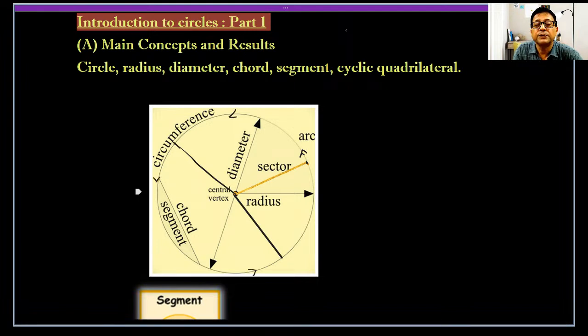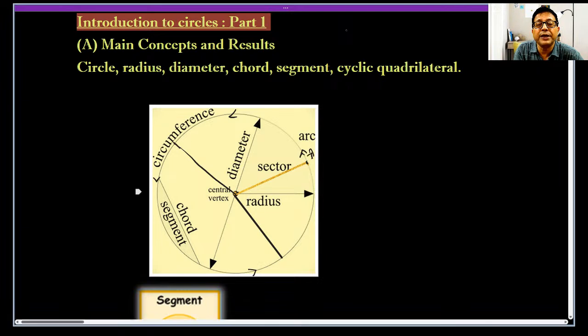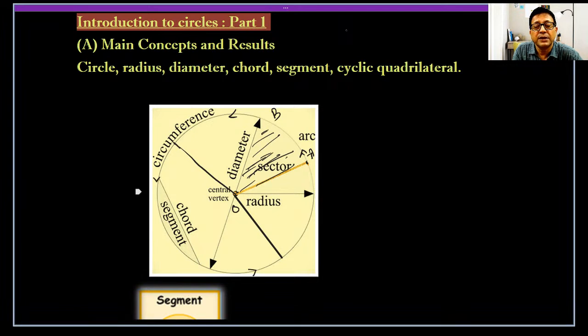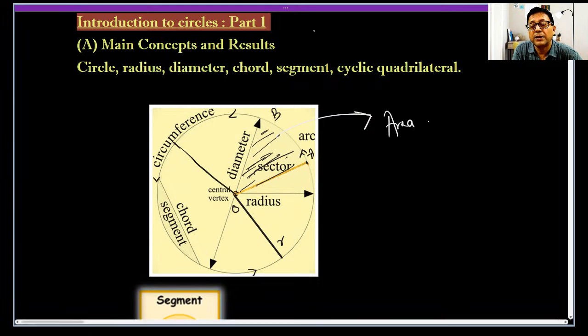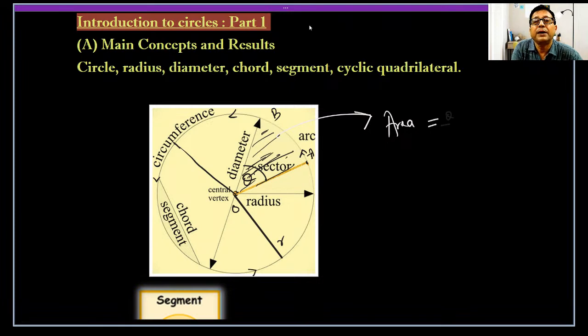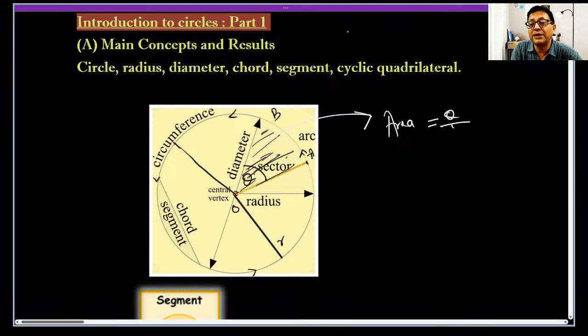When this point moves, then an area is described at the center. If it goes from the point A to the point B, then this sector is formed. If the circle radius is R, you write the area of the sector. This sector will be what? Area equal to, with the angle it makes at the center as theta, theta by 360 degree into pi r square. Theta means if it is 30 degree, then 30 by 360 into pi r square.